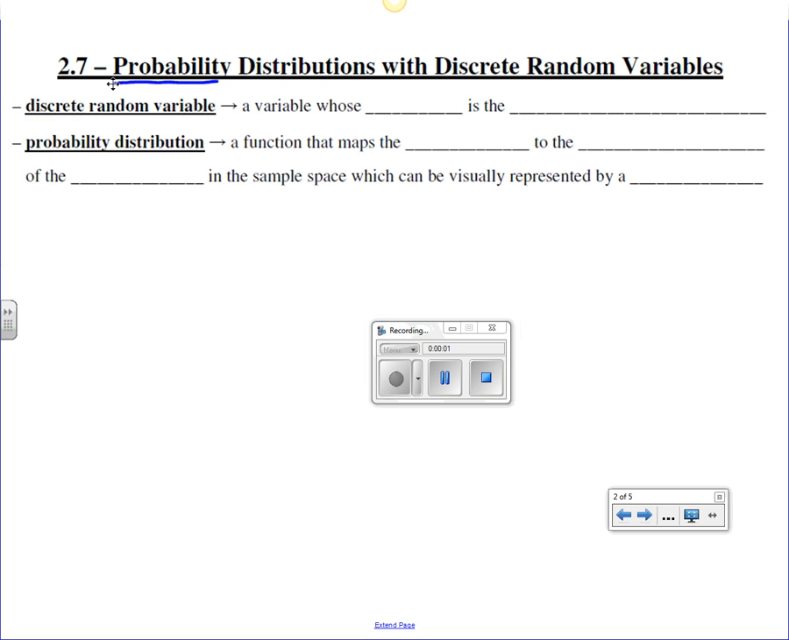This is probability distributions. A discrete random variable is a variable whose value is the numerical outcome of an event. You don't need to memorize that. I'm just trying to get you used to seeing some crazy words that you're going to see in college. All right, so a discrete random variable, a variable whose value is the numerical outcome of an event.